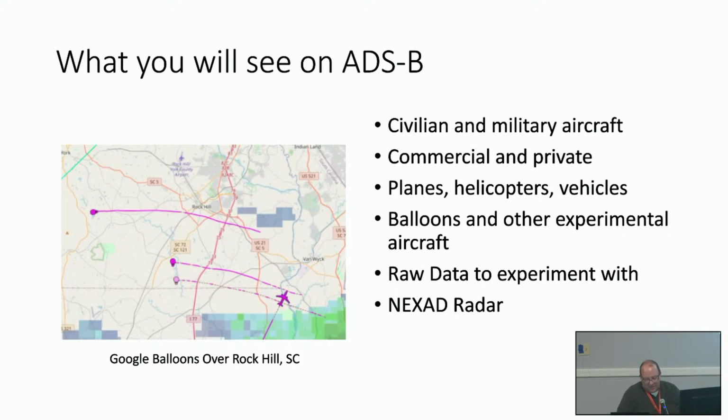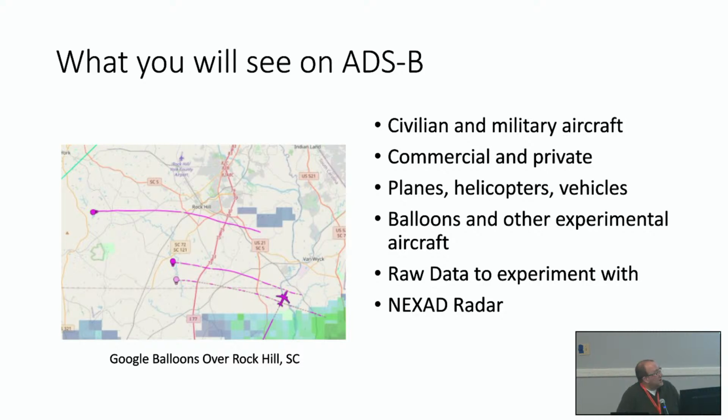You'll see commercial and private aircraft. You'll see planes, helicopters, even vehicles. If you live near the airport, vehicles have ADS-B on them and are broadcasting. And so when conditions are really good for VHF, here in Rock Hill, I can see where vehicles are on the tarmac at Charlotte driving around. Which is really pretty cool, which is about 20 miles, 30 miles.